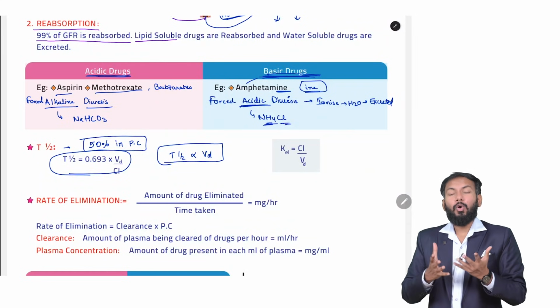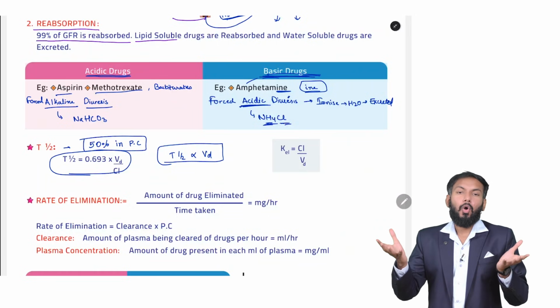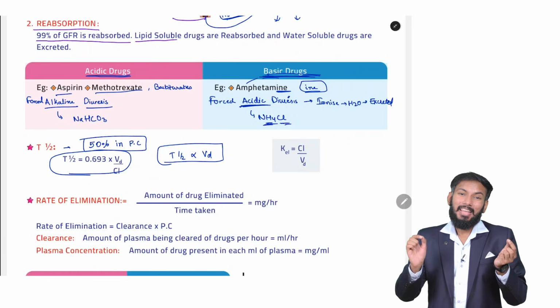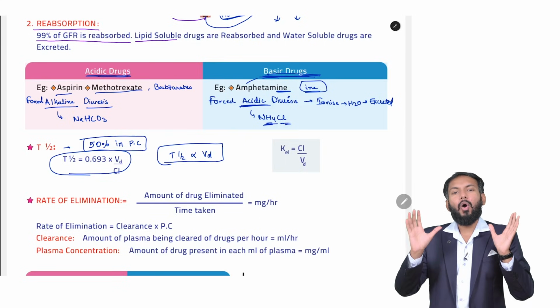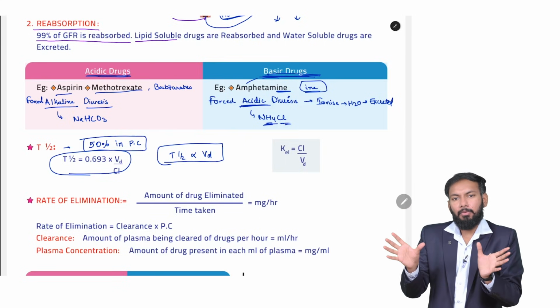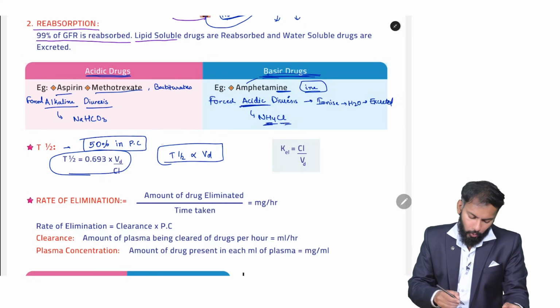Why? If the volume of distribution is more, the drug will stay in the tissues for a long period of time. If it is staying in the tissues for a long period of time, it will take longer time for the drug to become half, because it is not being excreted fast, isn't it? So if VD increases, T half will increase.